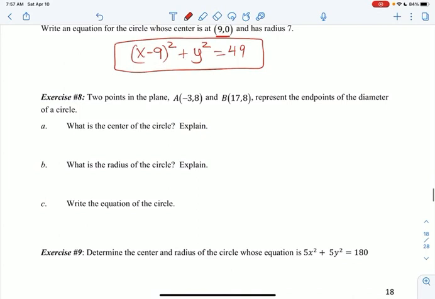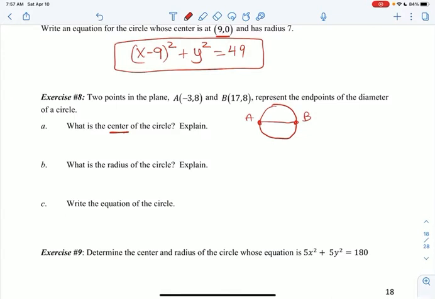All right, last one right here. So 2 points in the plane. A is negative 3, 8, and B is 17, 8. They represent the endpoints of the diameter of the circle. I want to find the center of the circle. So this is what I have just so you can visualize it. A and B, okay? Those are the endpoints of the diameter of the circle.